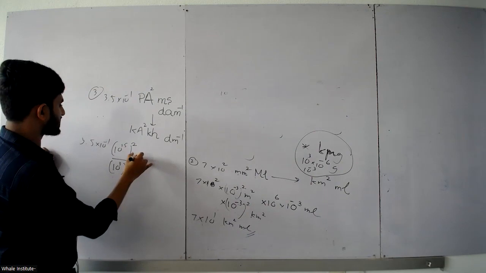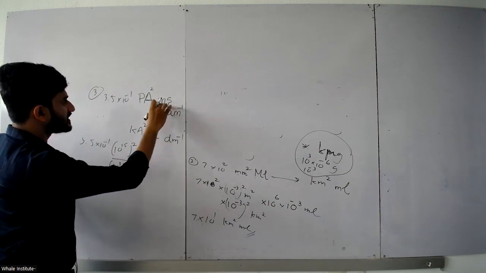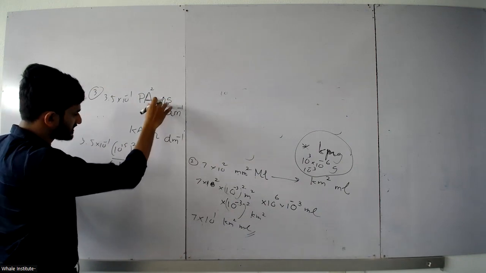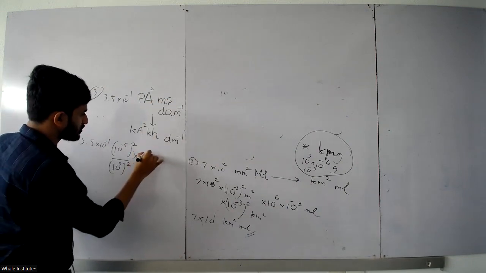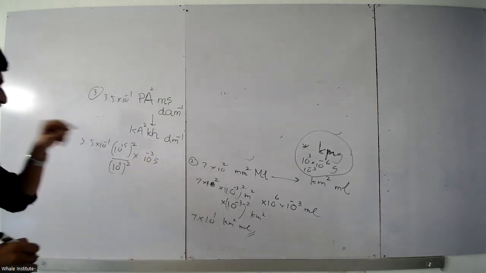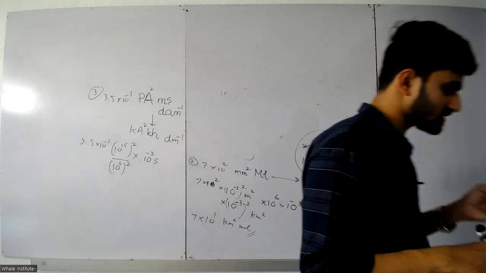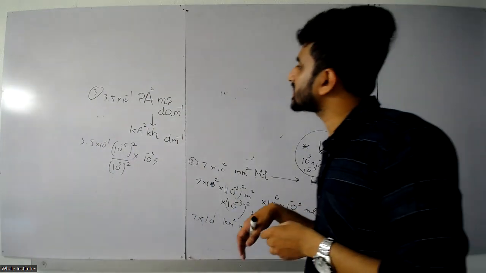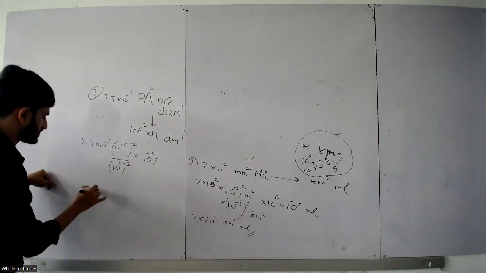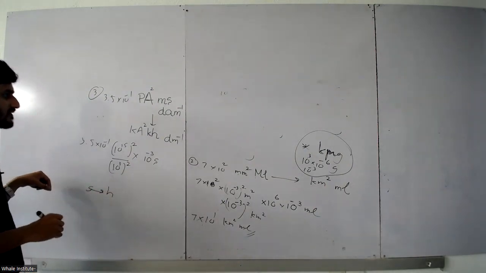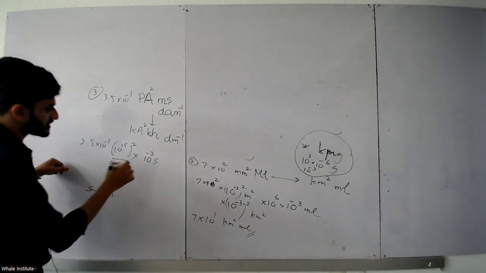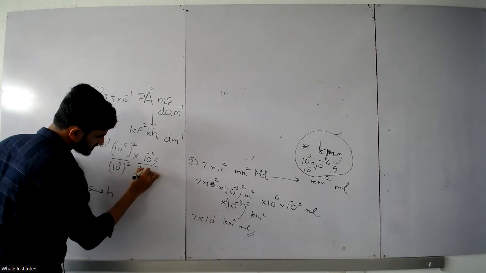Then the second one: milliseconds to kilo hours. Okay, now you should first remove milli. That means 10 to the minus 3 seconds. Then you have to convert seconds into hours. You know 1 hour is 3600 seconds. So you have to divide this by 3600.